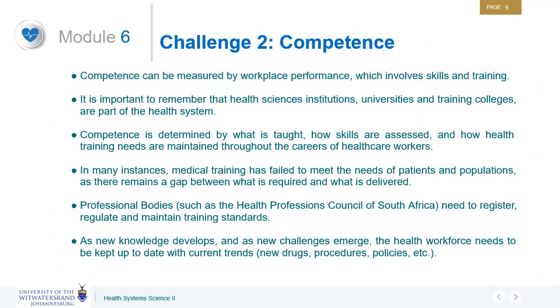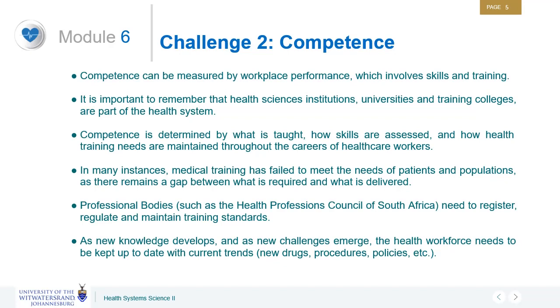The second challenge relates to competence. Competence can be measured by workplace performance, which involves skills and training. It's important to remember that health science institutions, universities, and training colleges are also part of the healthcare system. Competence is determined by what is actually taught and how skills are assessed, and how health training needs are maintained throughout careers of the healthcare workers. So as new issues emerge, healthcare workers need to be kept up to date with new developments in health.